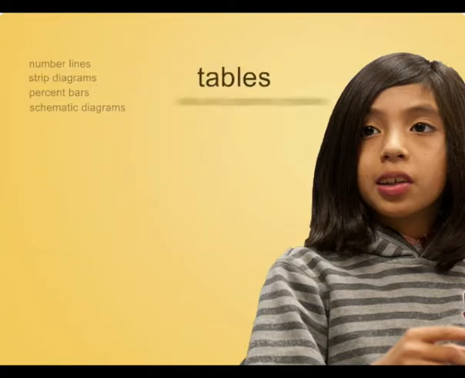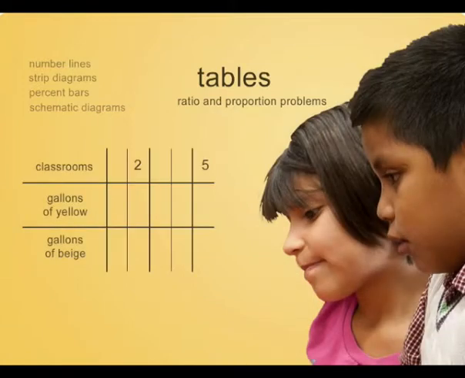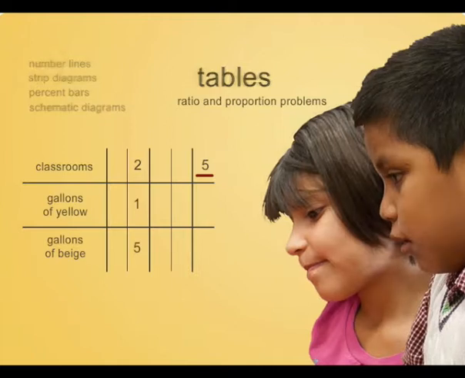Tables work well for ratio and proportion problems. Here, Pedro and Sally have drawn a ratio table to figure out how much paint of each color is needed to paint 5 classrooms if 1 gallon of yellow and 5 gallons of beige are required to paint 2 classrooms.